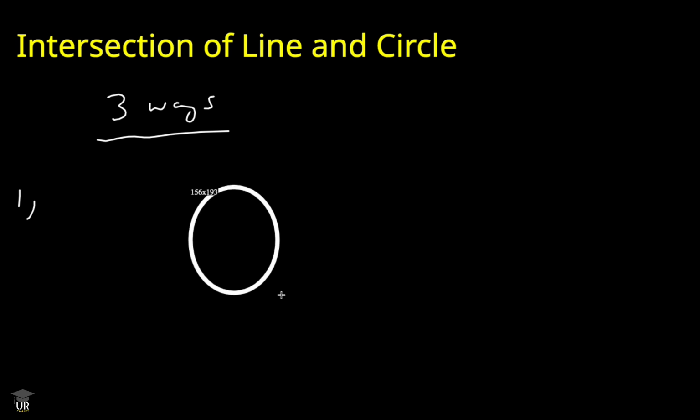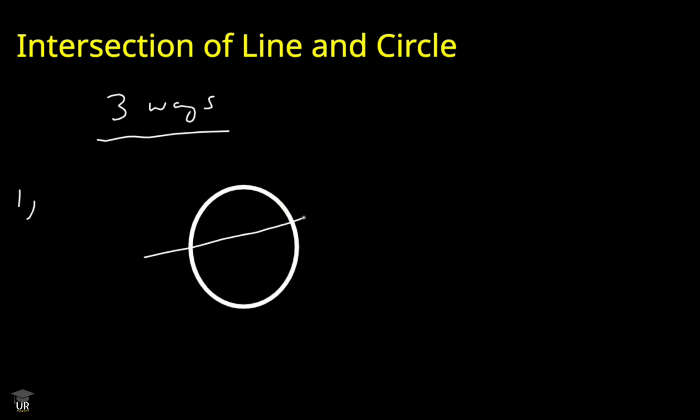So there are three ways in which a line can intersect with the circle. So let's look at the first possibility. Let's say if this is my circle, a line can intersect with the circle at two distinct points. So these are the two points at which the line is intersecting with the circle. So these are two distinct points.